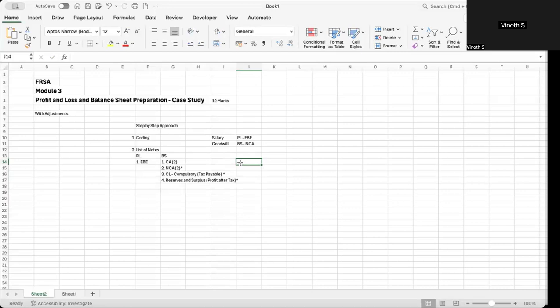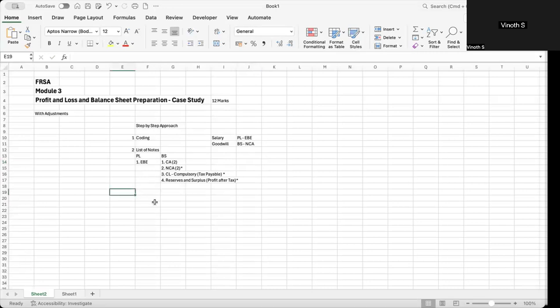If I do this planning properly by spending some 5 minutes, the remaining 15 minutes of preparing the P&L and balance sheet become easy and very fast. I don't make even a small error, and finally you can easily get 12 out of 12 marks.